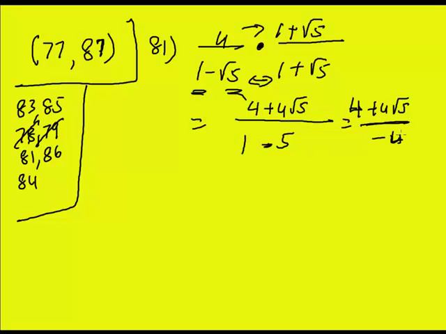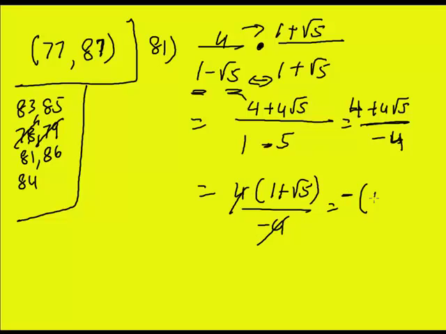If you want to leave it like that, that's fine. If you want to reduce it, you have to factor out a 4. Okay? A lot of you do not factor out. If you do that, it's going to be wrong. 1 plus rad 5, all that over negative 4. This and this reduce. You still have the negative sign, so you're going to get negative 1 plus rad 5. Cannot reduce unless you factor everything. Okay, that's 81, so 83.